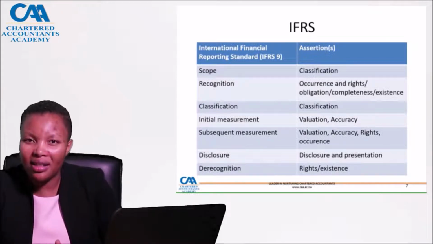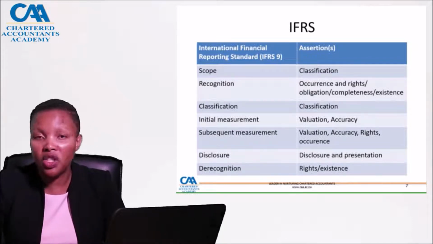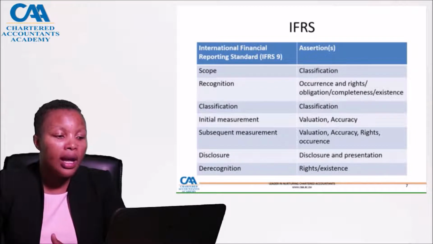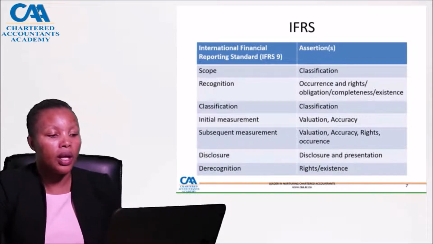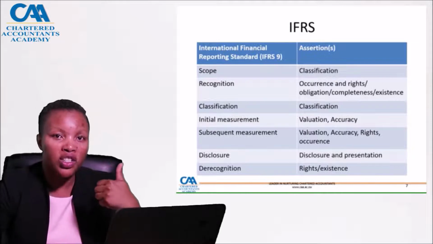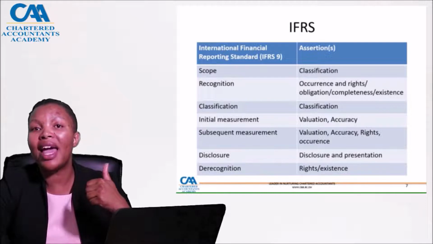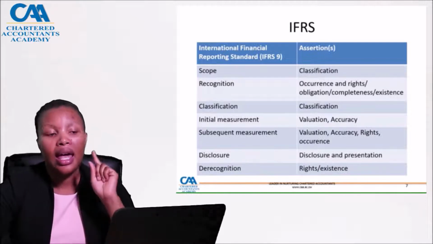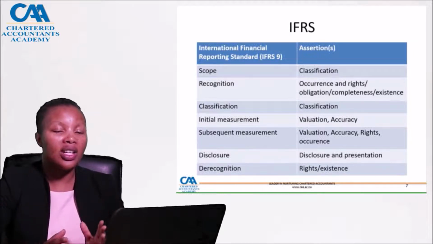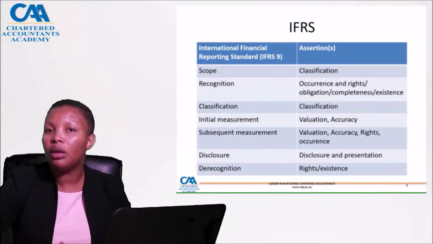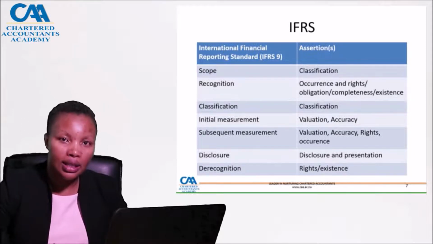Then we've got our subsequent measurement. Now that we've recognized initially, we've got things like impairment, we've got things like maybe depreciation, anything else that we might want to include as subsequent measurement. That will then also speak to your valuation assertion, because at subsequent measurement, we still need to confirm, is it correctly valued? Is the transaction accurate? So maybe if it's PPE, we would need to depreciate. So did we accurately depreciate?